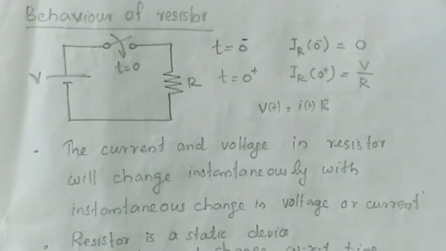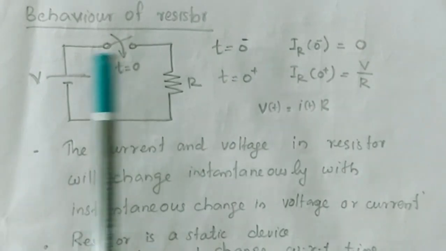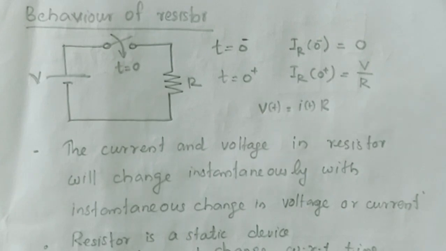Let's see the behavior of passive circuit elements. So first of all, behavior of resistor R. For a resistor, current and voltages are related like this: V is equal to I into R. The current through a resistor will change instantaneously if voltage changes instantaneously. Similarly, the voltage will change instantaneously if the current changes instantaneously.